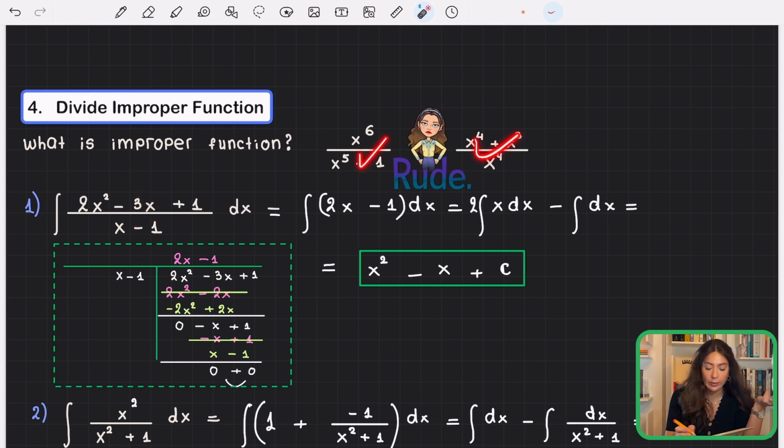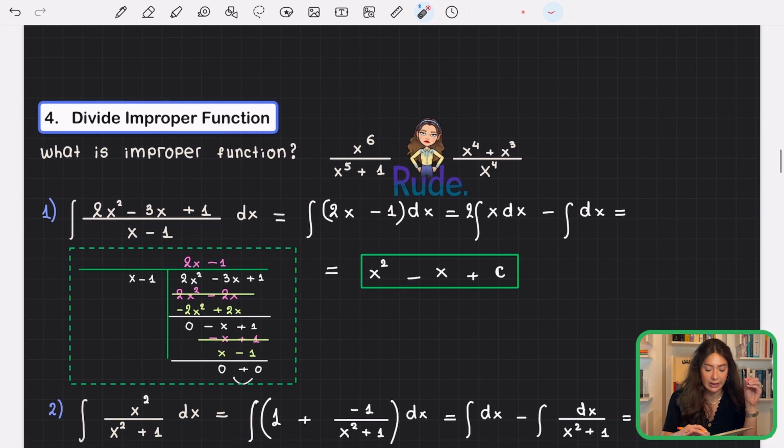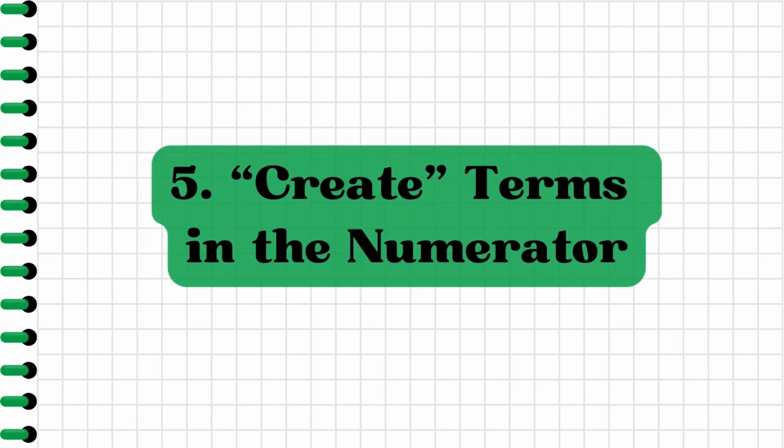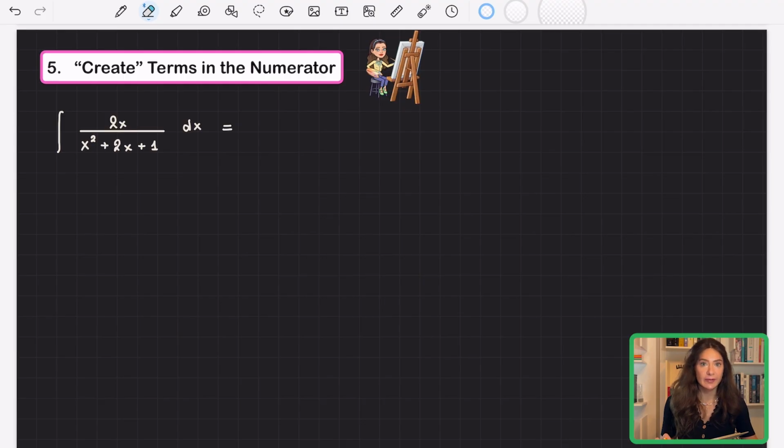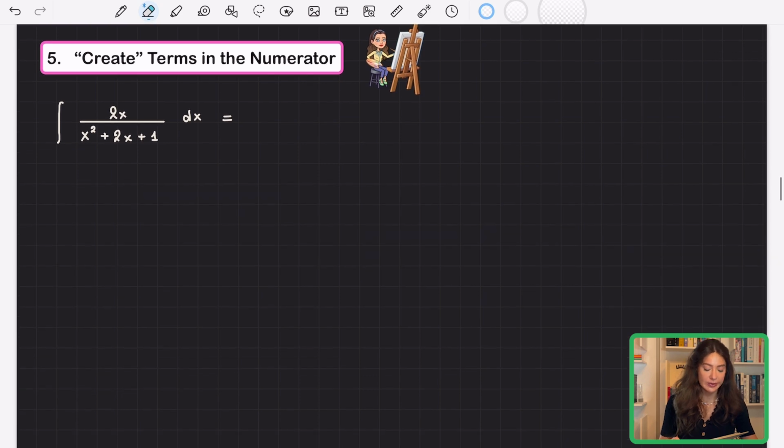So these are improper because, again, higher number, lower number in the denominator. It can be divided. You divide it using long division. Now it's looking like one of the basic rules of integration. See how much you have to do to make it look like one of the basic rules of integration? Trick number 5. Create terms in the numerator.